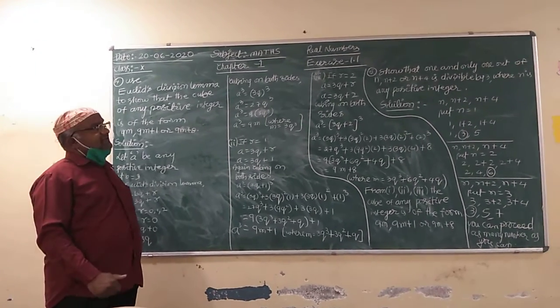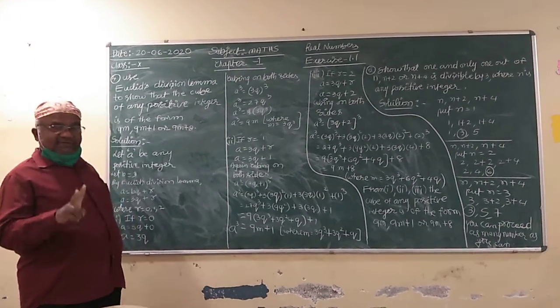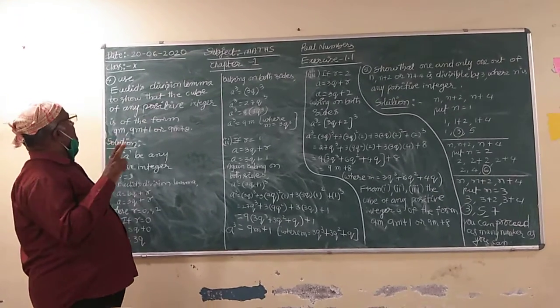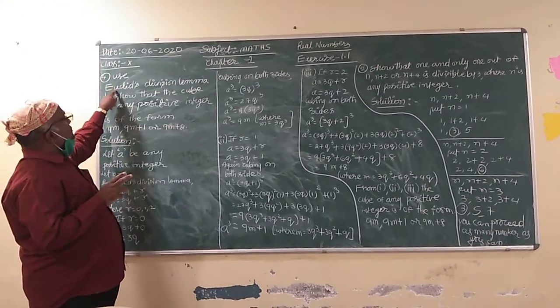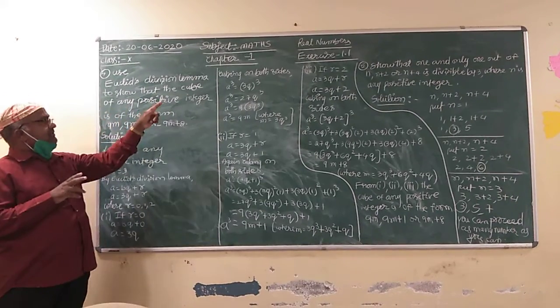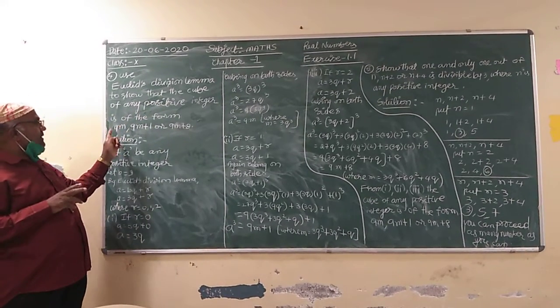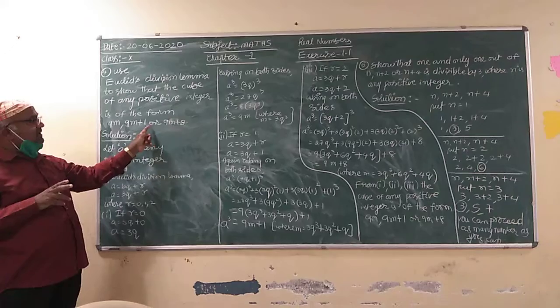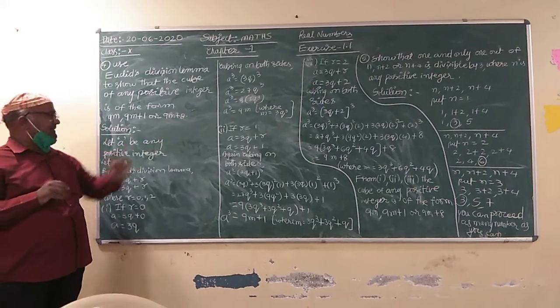Today I want to continue exercise 1.1. Last two sums are left. Fourth sum: use Euclid's division lemma to show that the cube of any positive integer is of the form 9m, 9m plus 1 or 9m plus 8.